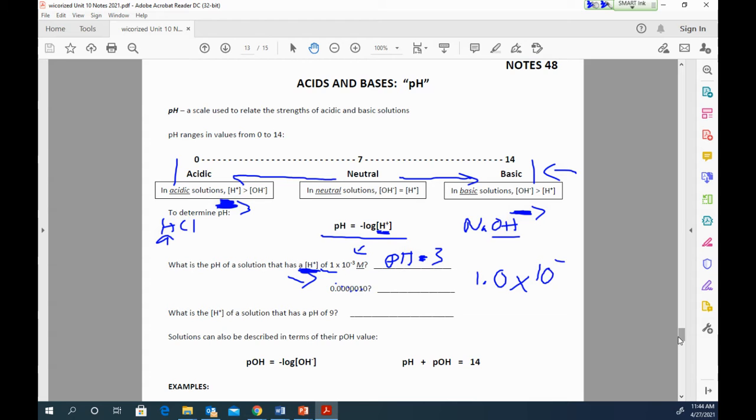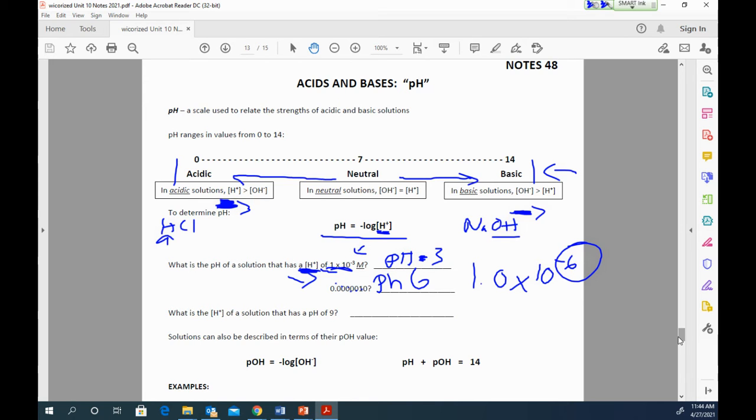It'll be times 10 to the negative 6, because this negative is telling me if I wanted this number to go back to what it originally was, I go this way to make it smaller. Okay, so it's a negative 6. So if we have it set up like this, just like this was, 1 times 10 to the negative something, whatever number is in that exponent is the pH. So the pH is 6, okay?